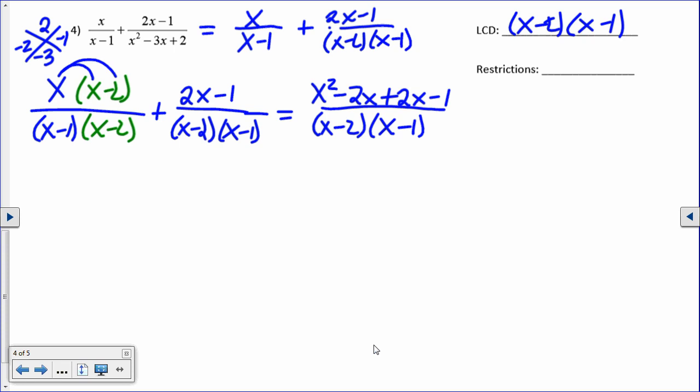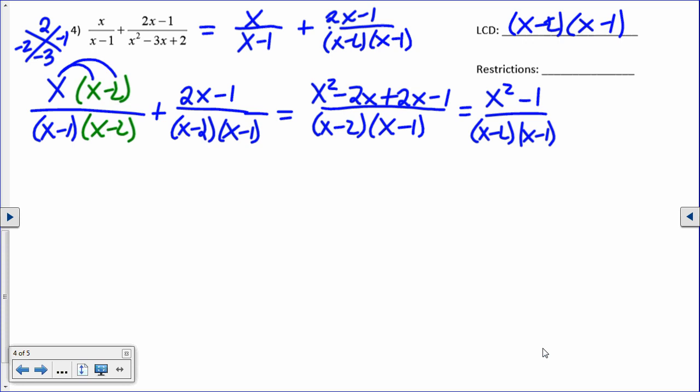Alright, so I've combined them and taken care of any extra work I need to do in the numerator. Now what do I do? Combine like terms, so I get x squared. Those cancel each other out, right? And you have a minus 1 here and you have x minus 2. Now that it is one fraction, this is where I can check to see if there's anything I can simplify or cancel.